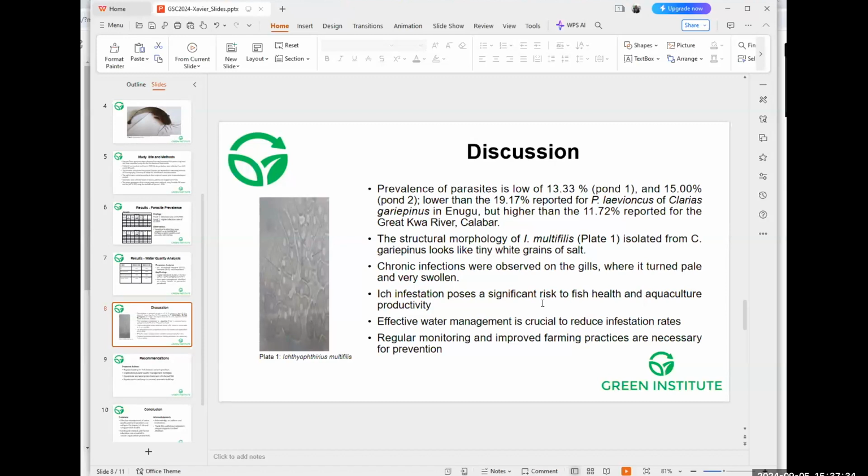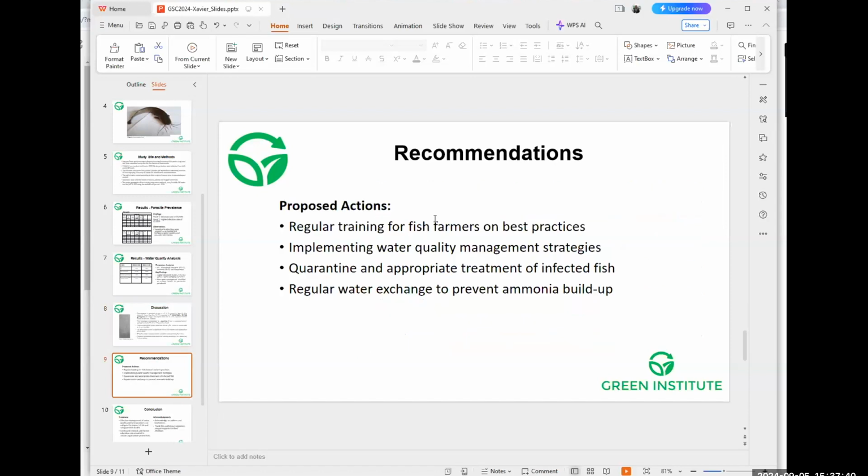However, regular monitoring and improved farming practices are necessary for prevention. Now, the recommendations for this: we recommend regular training for fish farmers on best practices, and implementing water quality management strategies, which is a prerequisite for every aquaculturist. We need to quarantine and appropriately treat infected fishes to ensure that the host stocks are not affected. And we need regular water exchange to prevent ammonium buildup.